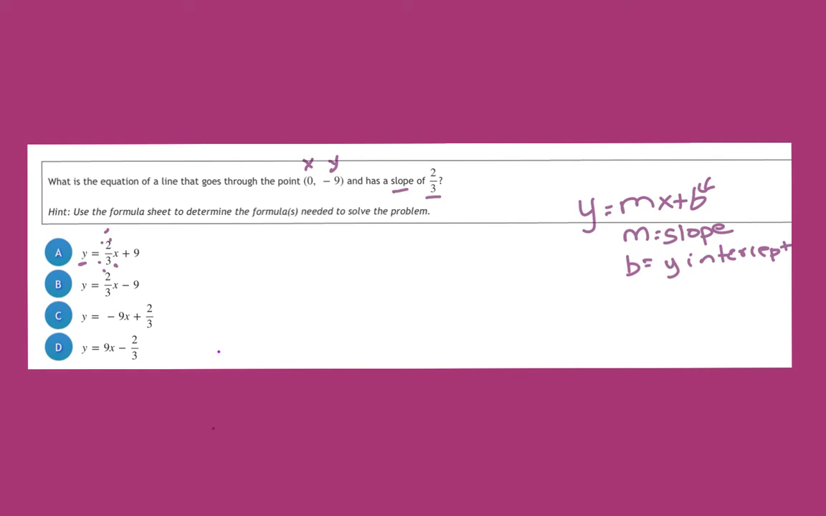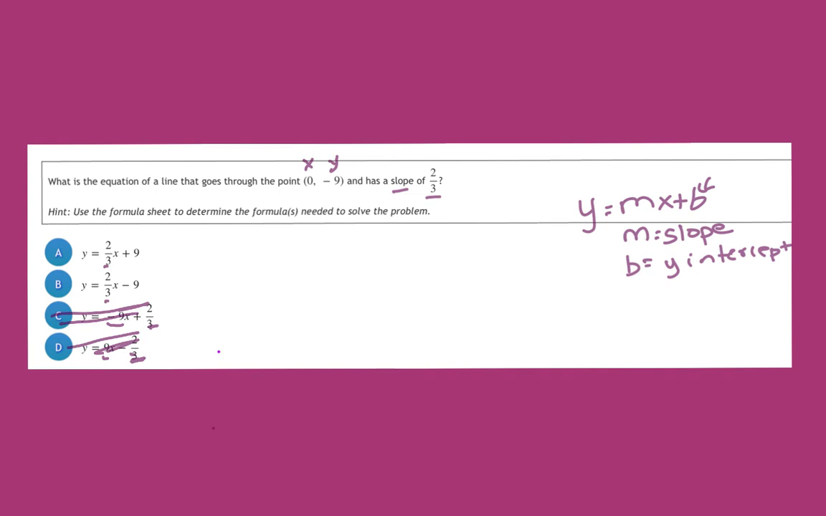So I can look at each of these and I can actually see what the slope is. And so I'm going to show you that. The slope for this one is 2/3. The slope for this one is 2/3. The slope for this is -9. And the slope for this is +9. So I know that C and D can't be the answer because I'm looking for the one that has the slope of 2/3. Now these do each have a y-intercept of 2/3, but that's not what we're looking for.